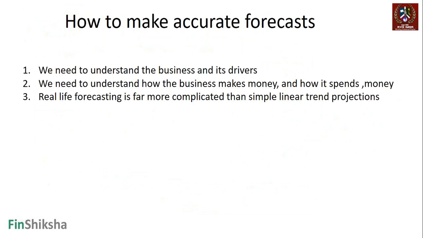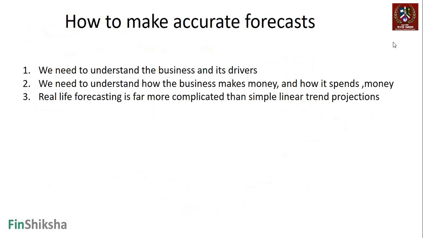And remember that real life forecasting is far, far more complicated than simple linear trend projections, right? So in real life, companies can make money and lose money depending on what decisions they make and what the industry conditions are. So it is important for us to try and find out some of that data. How does the business make money? What are its drivers? How does it spend money? What are the drivers of the costs? And the fact that in real life there are events that will shape how these two processes go ahead in the future, right? That's important in terms of understanding how to make accurate forecasts for the purpose of financial modeling.